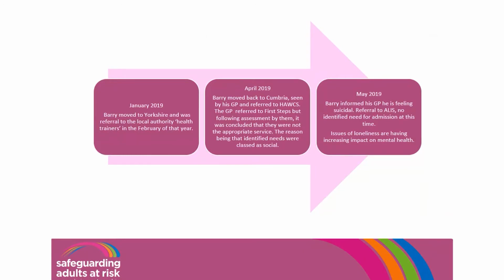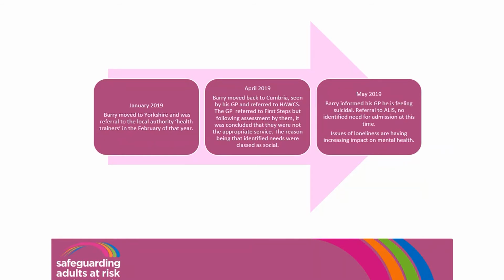And in the January, whether that triggered a change, I don't know, but in the January of 2019, Barry actually moved out of Cumbria and moved to Yorkshire, and he was referred to what's an equivalent service to our health and wellbeing coaches here, called the health trainers, in the February of that year. And there were a lot of records of attempts to contact Barry unsuccessfully, but they did manage to make that referral. And in April, Barry actually moved back to Cumbria.